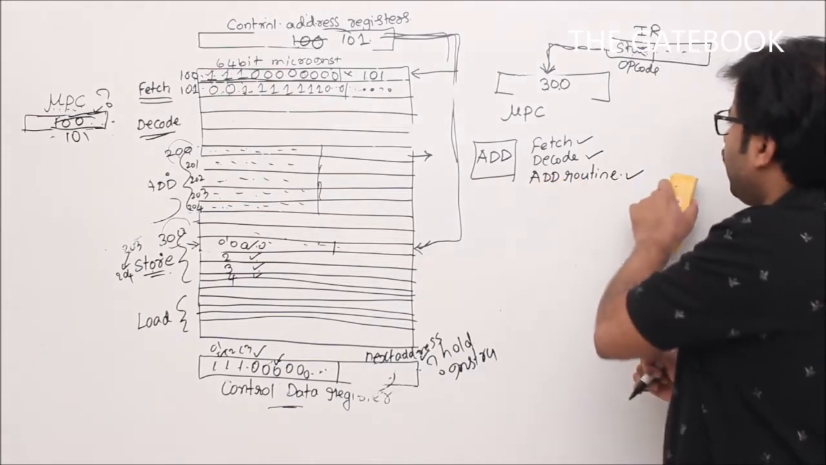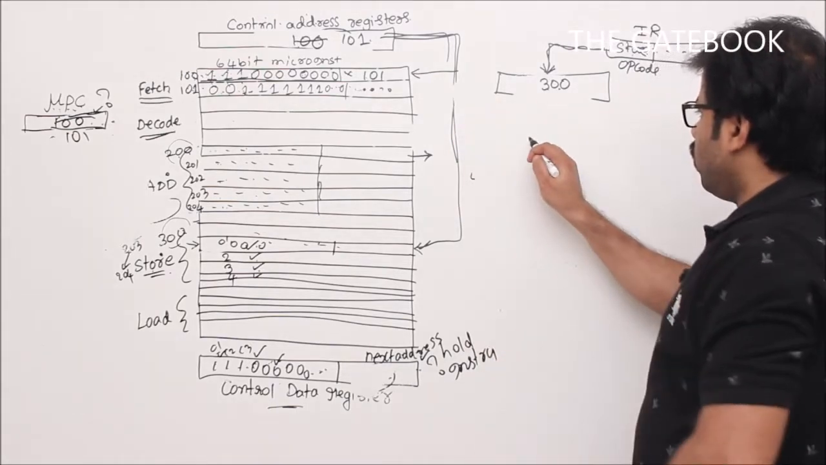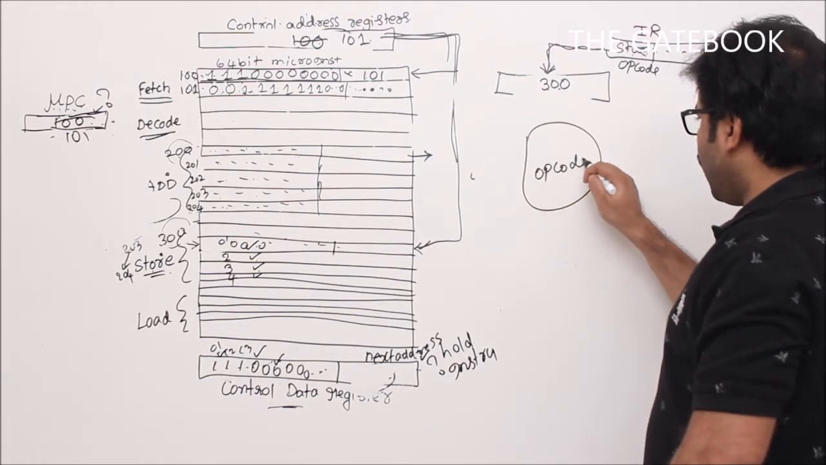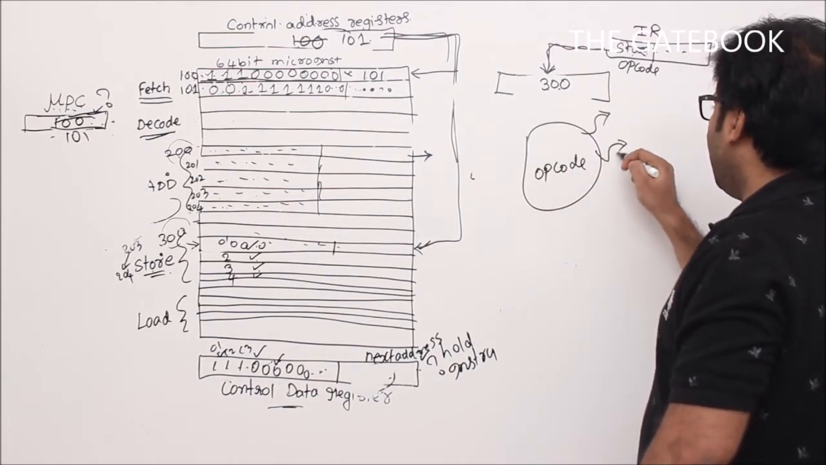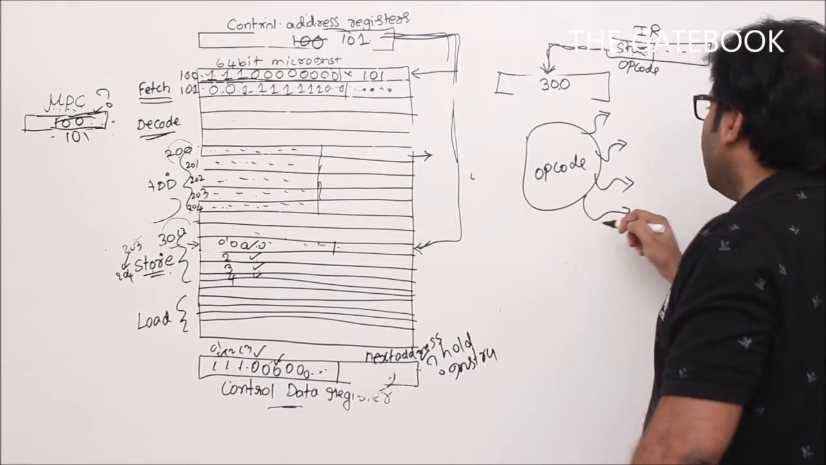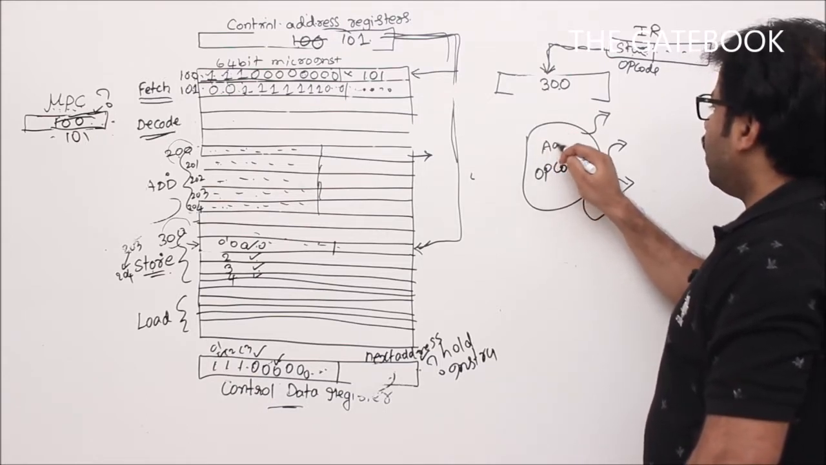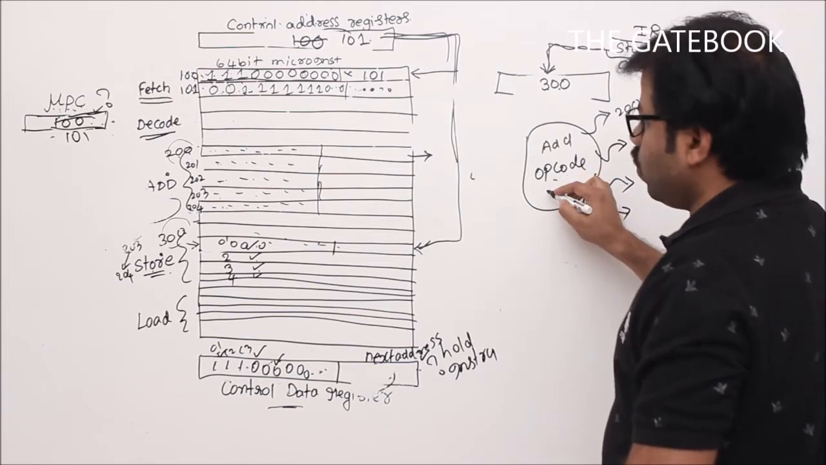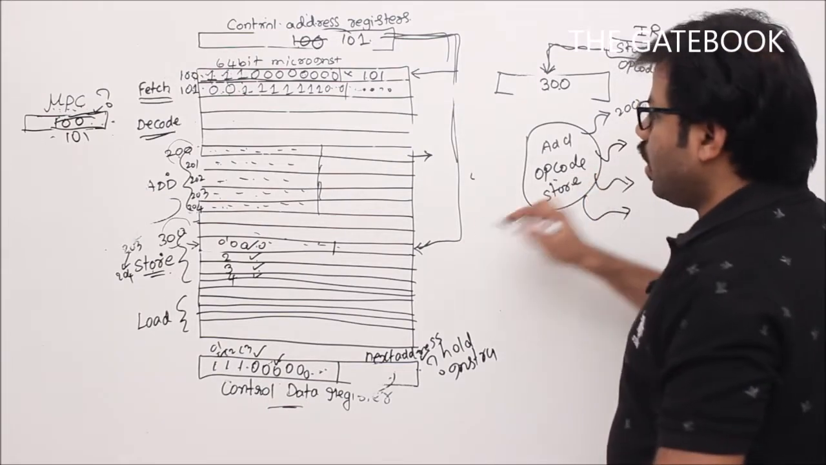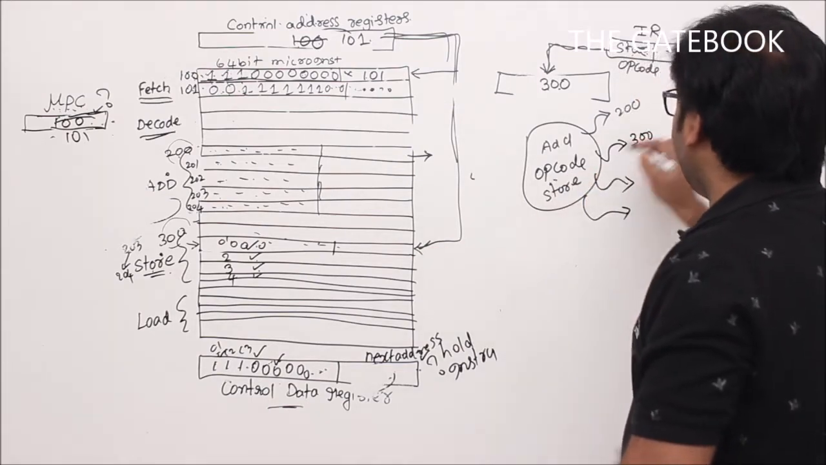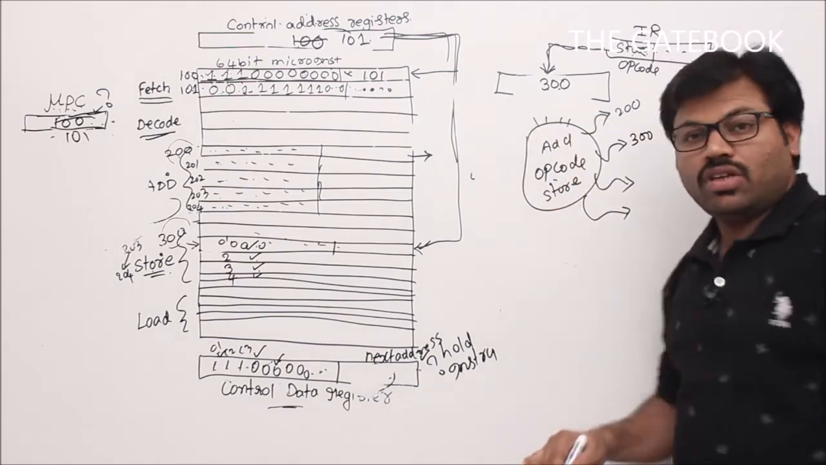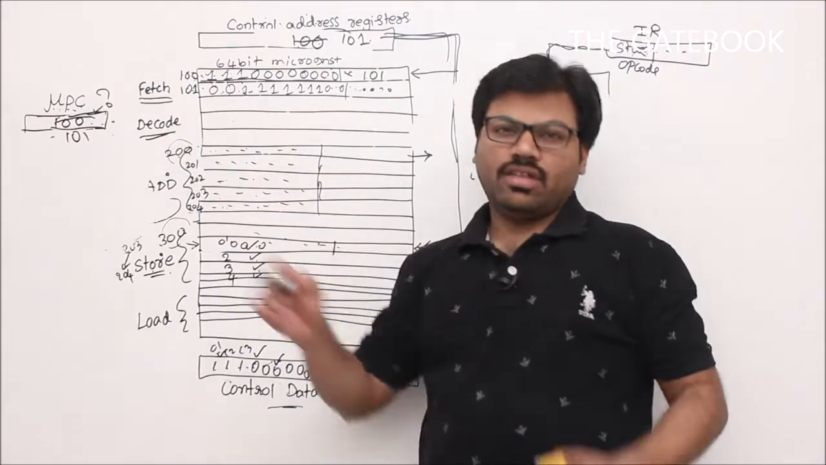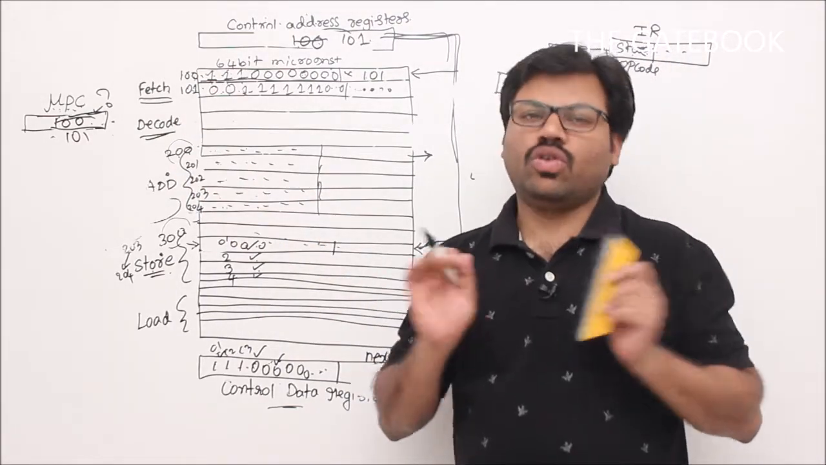So yes, it's not a big deal, correct? For that we should have a decoder. That decoder should take the opcode as input and it should generate memory addresses properly. If the opcode is add, it should generate address 200. If the opcode is store, then it should generate 300. In that way, one circuit we have to plan, so that your micro program counter will be properly sequenced, correct? That is our goal.